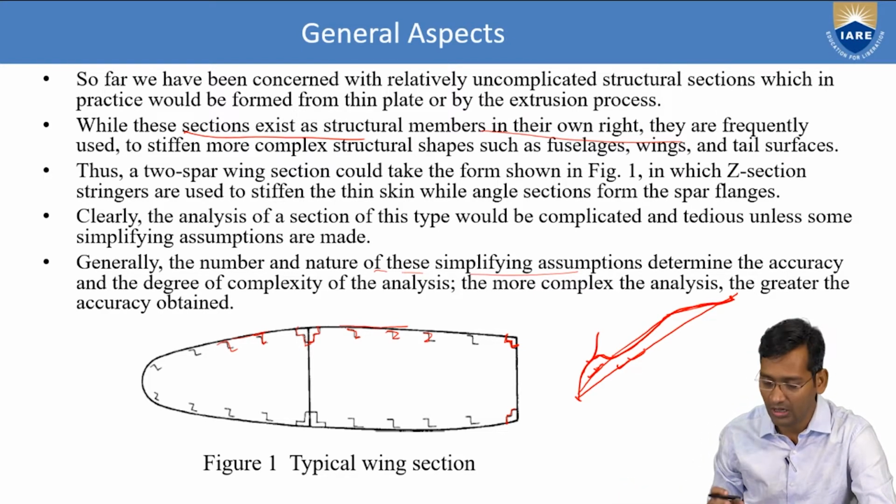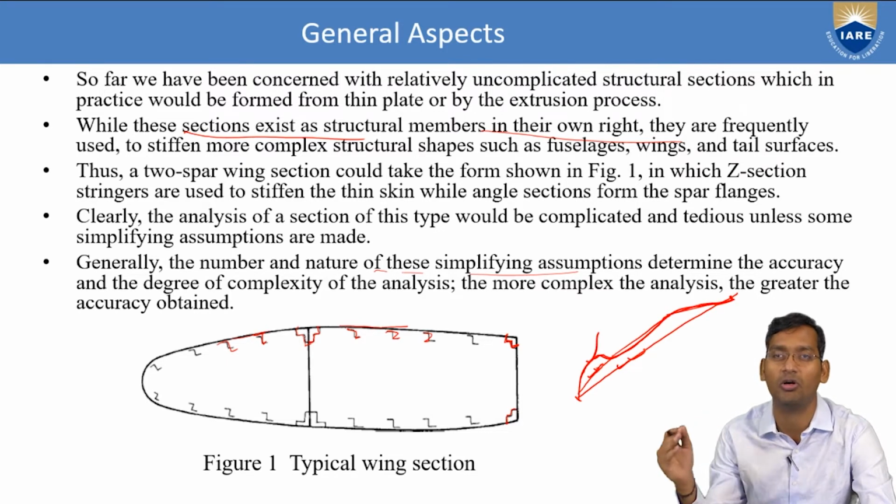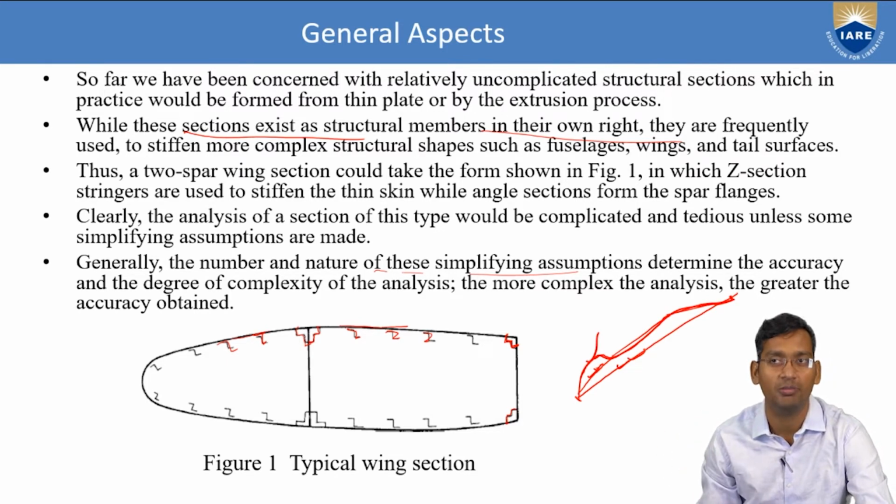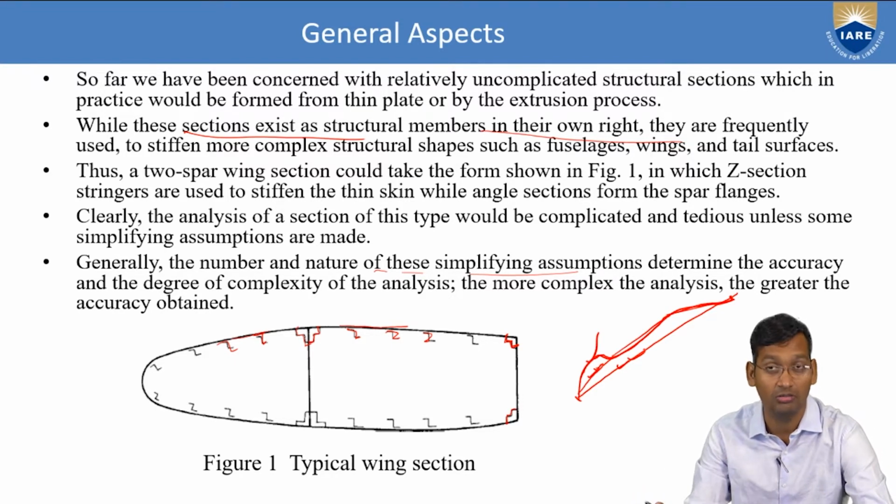So what we have to do is take some assumptions so that we can simplify to a certain level, not all the way. Otherwise, our accuracy will get affected.